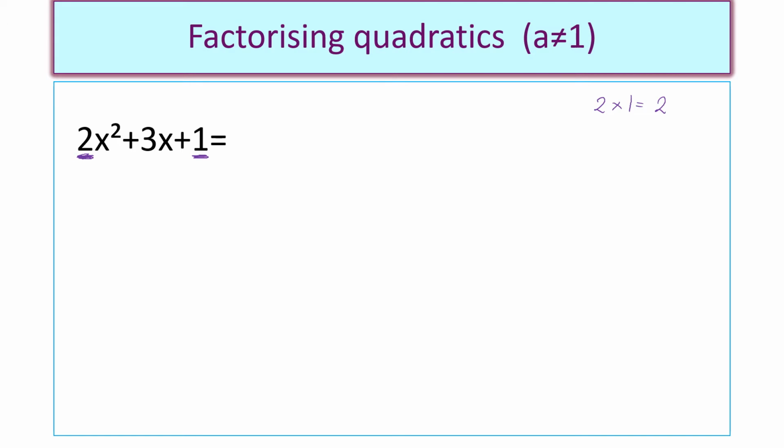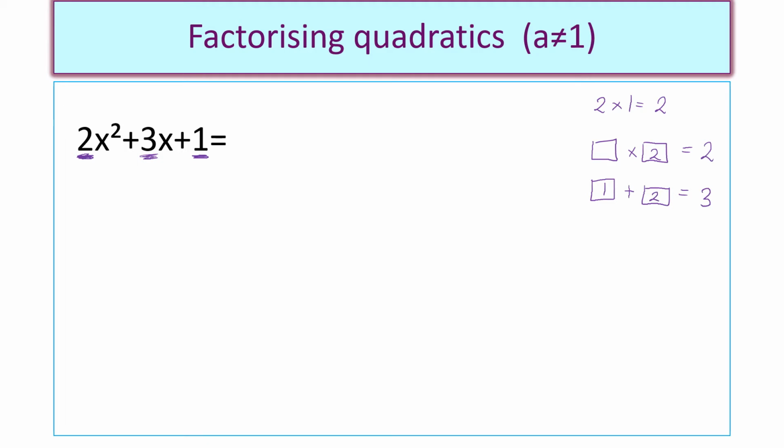So in my case, that's 2 times 1, which is 2. Nice and easy. Now I want two numbers that I multiply to get 2, and the same two numbers that I add to get 3, just like we did in the previous questions. Because we have very small numbers, it's very easy to see that the numbers are 1 and 2.